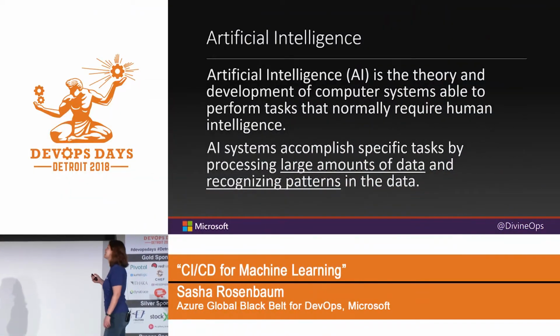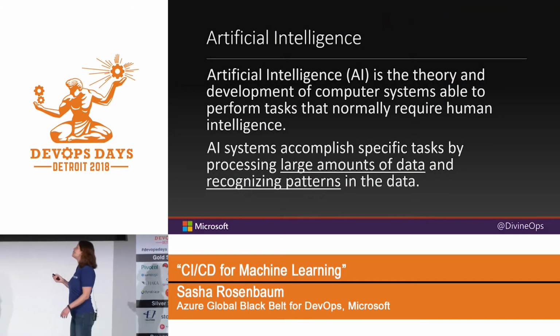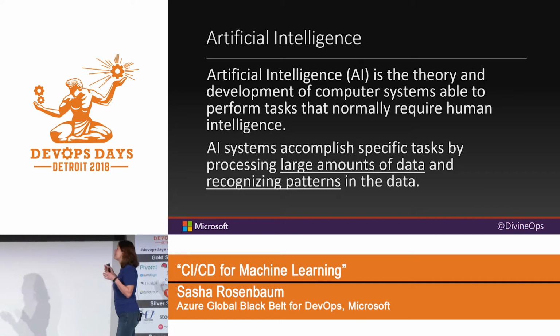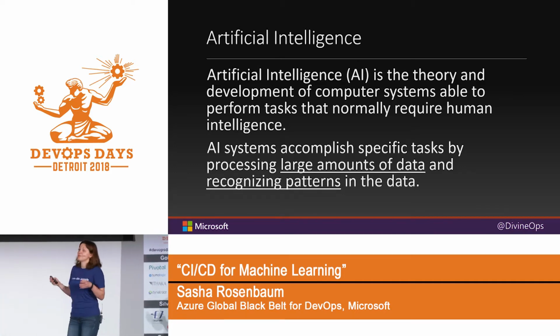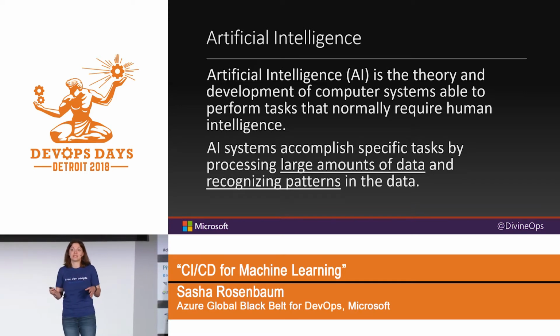So for the sake of everybody else, let's start with some definitions. It's usually helpful. So I'm going to try to define artificial intelligence. This is kind of hard to do, but in general, artificial intelligence is the theory and development of computer systems that can perform tasks that usually require human intelligence.